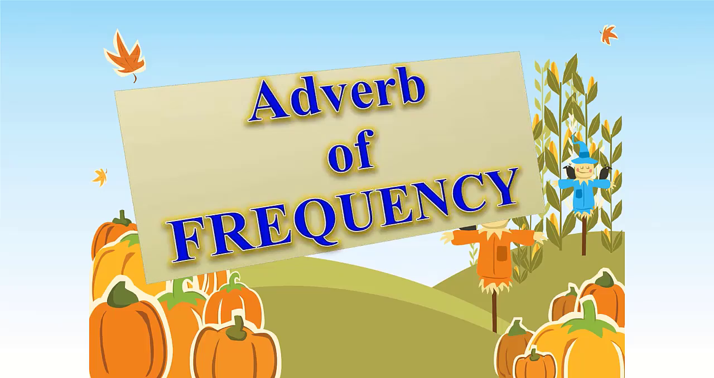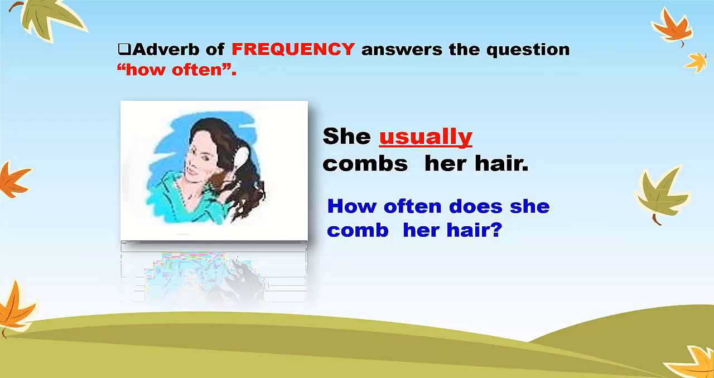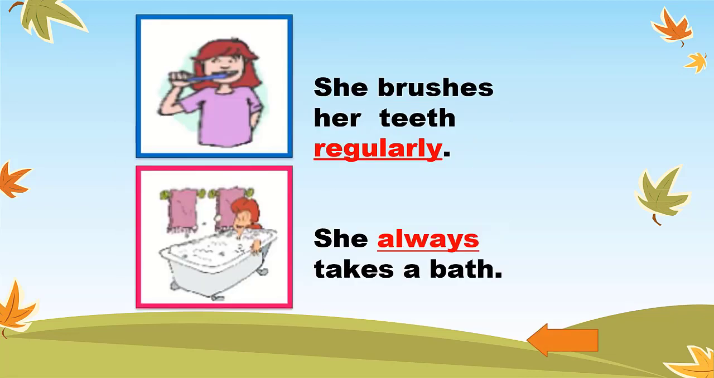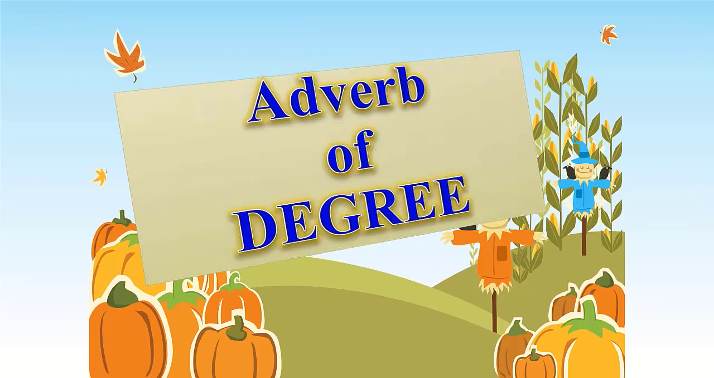Then adverbs of frequency. An adverb of frequency answers the question how often. So she usually combs her hair. How often does she comb her hair? Usually. What part of speech is usually? It's an adverb. What kind of adverb? It's an adverb of frequency. So it's how often. Then she brushes her teeth regularly. Regularly is an adverb of frequency because it answers the question how often.